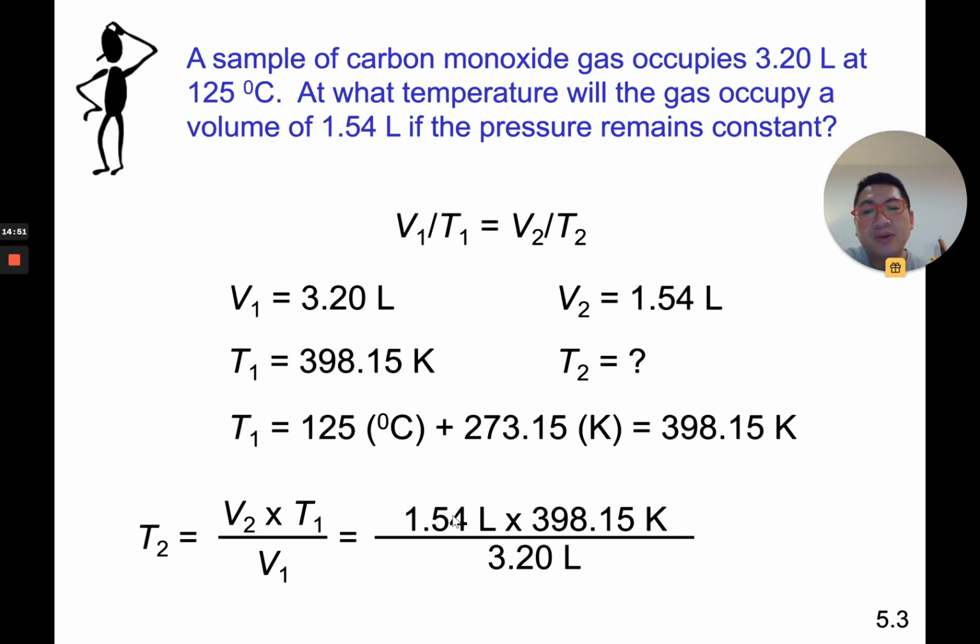V2 is equal to 1.54 liters. T1 is equal to 398.15 kelvins. V1 is 3.2 liters. Notice liters and liters cancel out. Plug that into a calculator and see what you get. I got 192 kelvins. So the units of this temperature will be kelvins. To get Kelvin temperature, add 273.15 to the Celsius temperature, and subtract 273.15 if you want it back in Celsius. It didn't specify which temperature, but if you want it in Celsius, subtract 273.15.